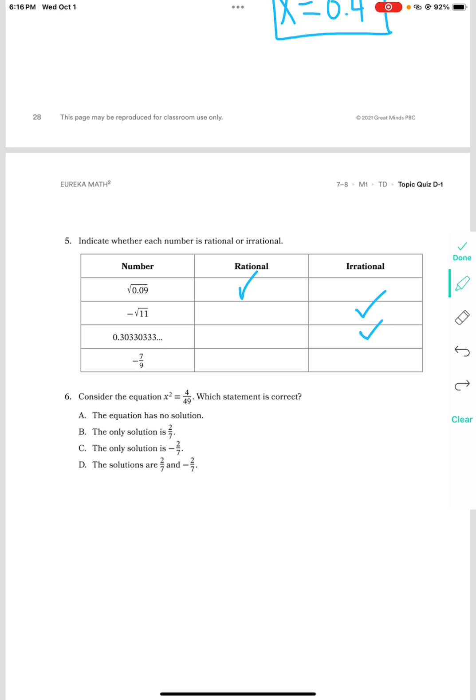But remember, I told you to check the fraction to see if it's rational or not. That means you have to turn it into a decimal and see if that decimal repeats or terminates. In order to turn a fraction into a decimal, you have to divide the two numbers. You always divide the numerator by the denominator.